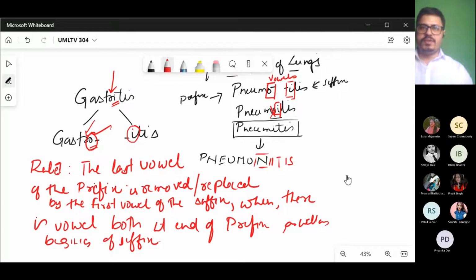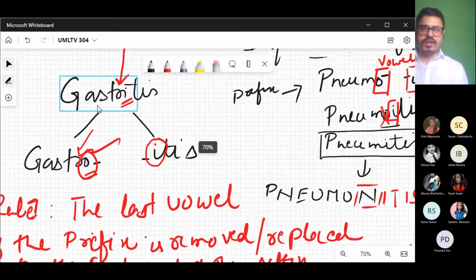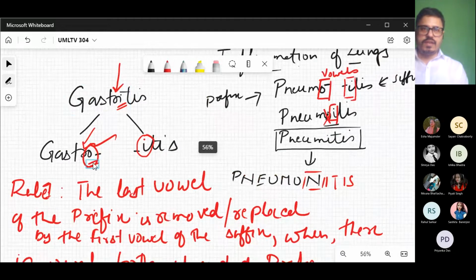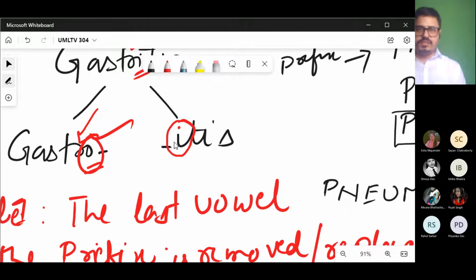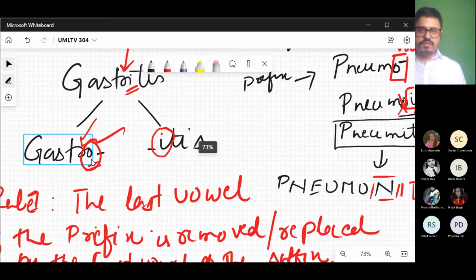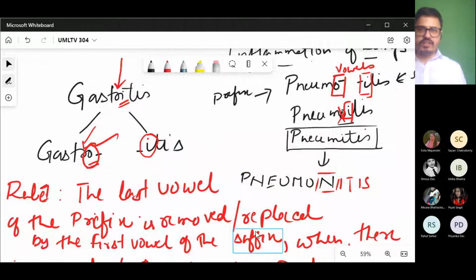Okay, did you complete writing the rule? Yes, sir. Now find out how the rule is getting applied in the formation of the term gastritis. See that there is a vowel at the end, that is O. Here is a vowel, that is I, present at the beginning of the suffix. So as I said, this vowel would replace the other vowel. So the last vowel of the prefix is removed or replaced.